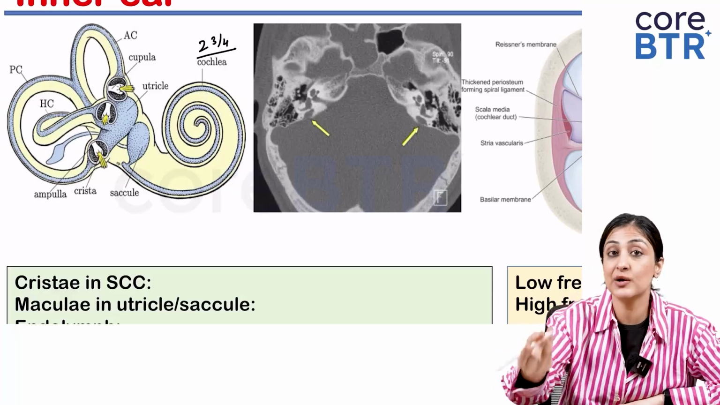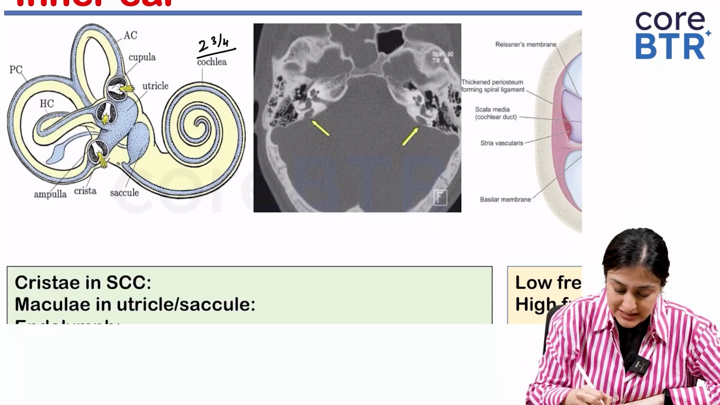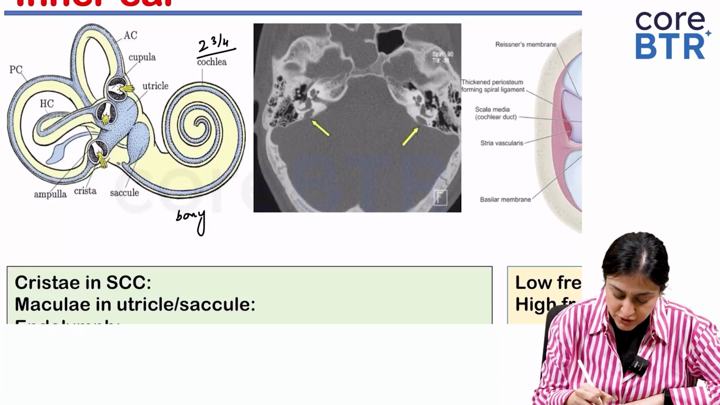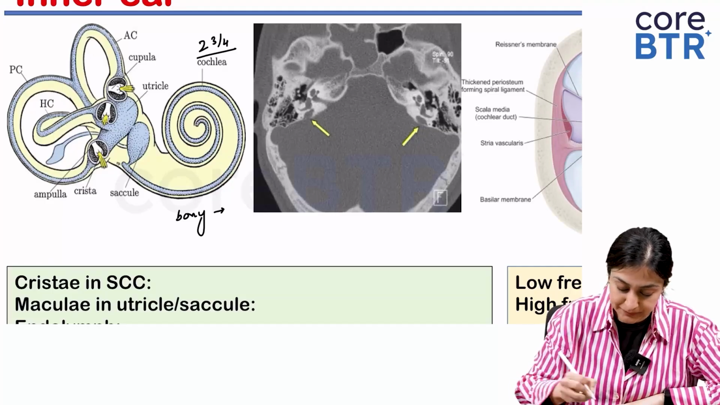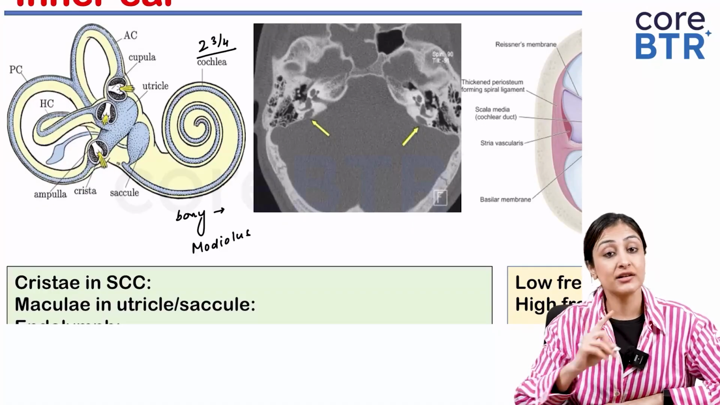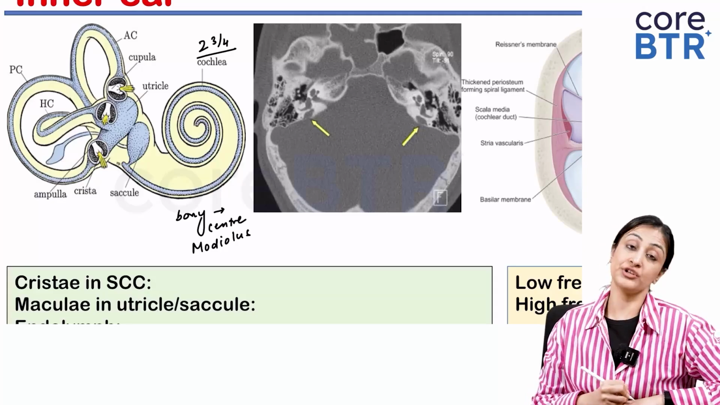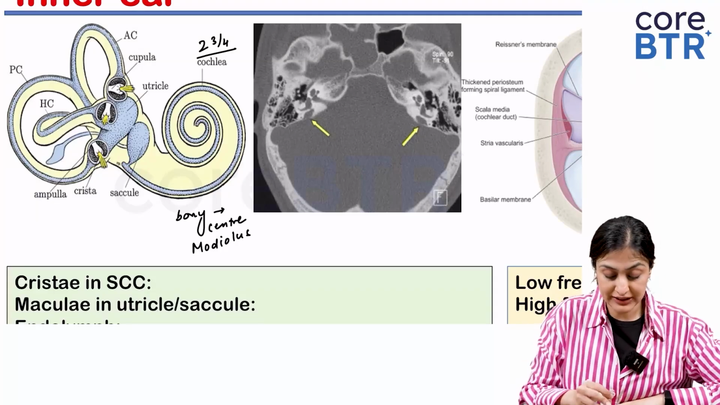Any turn will be around a center. So what is the bony center around which this is turning? The bony center around which the cochlea takes a turn is called the modulus. Modulus is the bony center around which the cochlea takes these 2 3/4 turns. All right, so that's the cochlear duct.